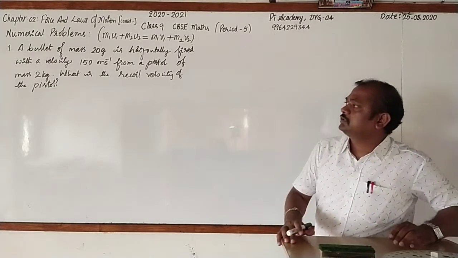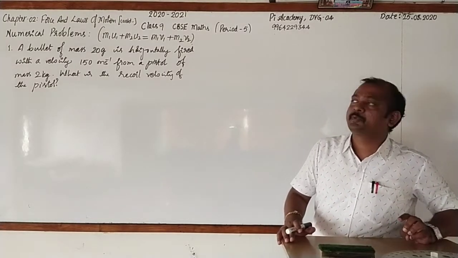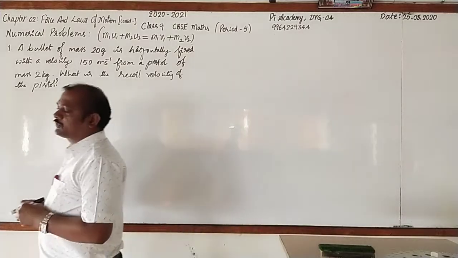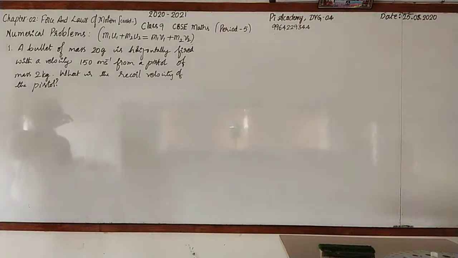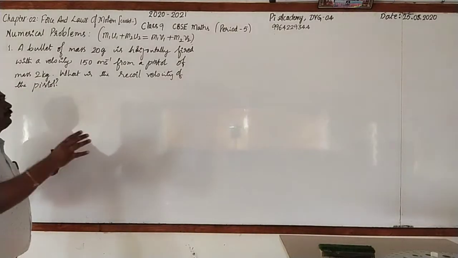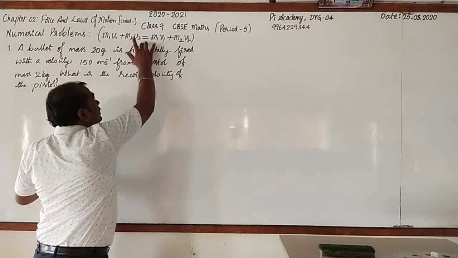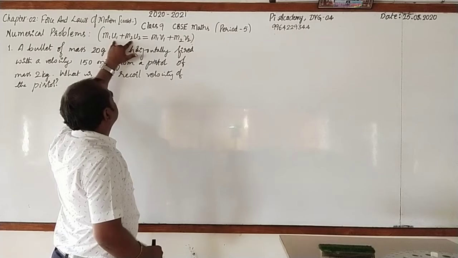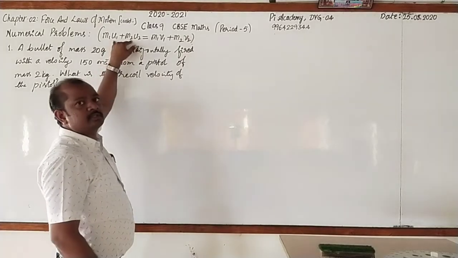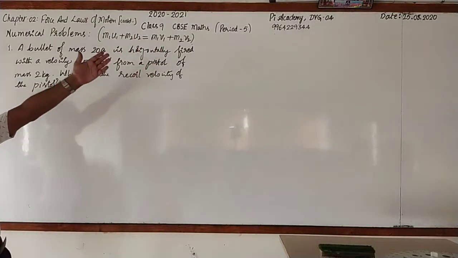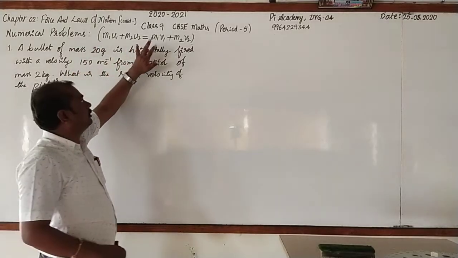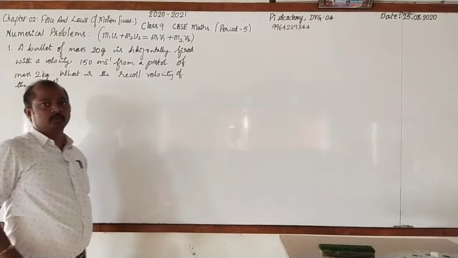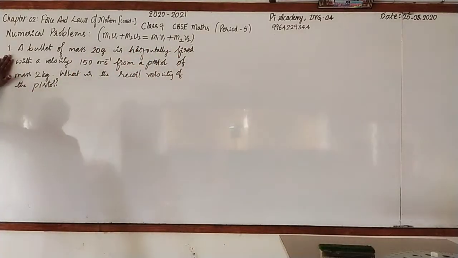Dear students, it's an important numerical problem with respect to law of conservation of momentum. Please go through this statement. And before that, you must remember this statement. The sum of momenta of two bodies, that is m1u1 plus m2u2, is equal to the sum of momenta of two bodies after collision, m1v1 plus m2v2. Here the first statement is like this.